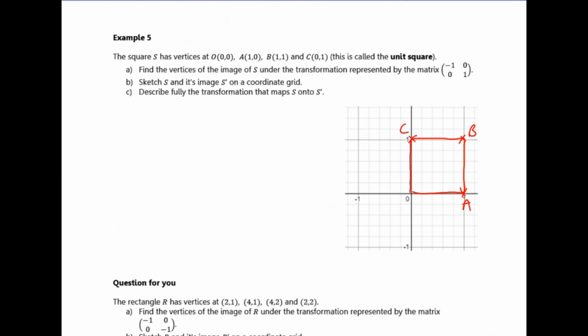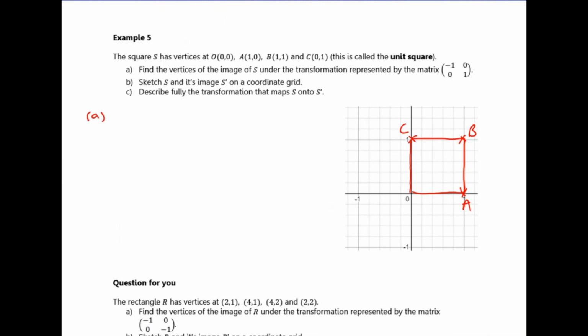It wants you to find the vertices of the image of S under this transformation here. Now, what you can do, obviously, is multiply this matrix by each of these points individually and work out their image individually. Or you can do them all as one big matrix and do it all together. So I'll do it that way, but either is fine.